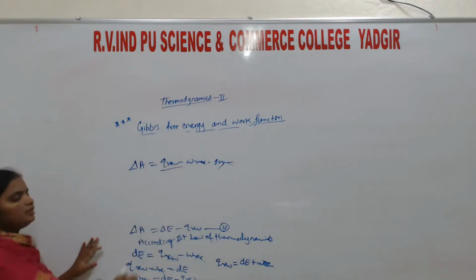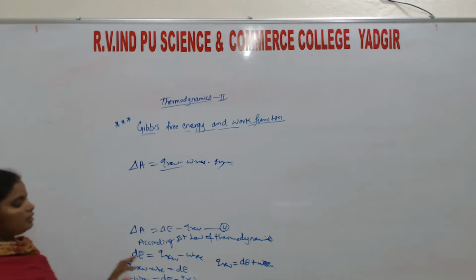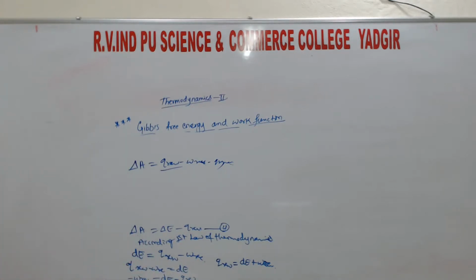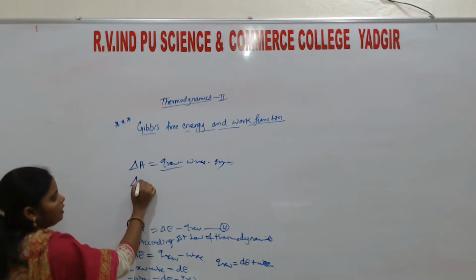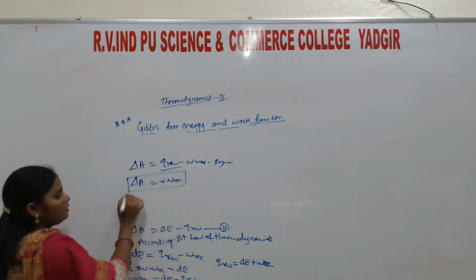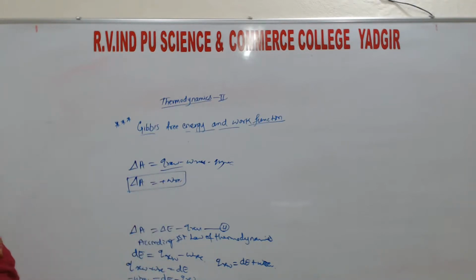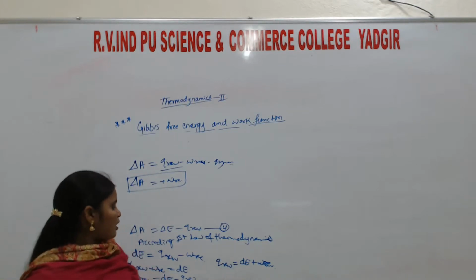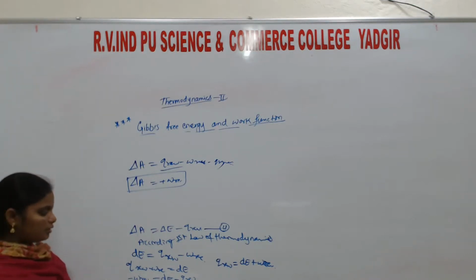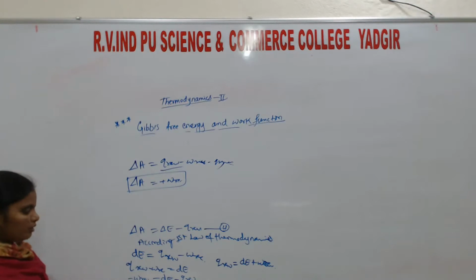Here you get the positive value. Finally, delta A is equal to positive W reversible. Here this is a positive value, and this is a negative value. Minus Q reversible is equal to dE minus Q reversible. W reversible is equal to dE minus Q reversible.